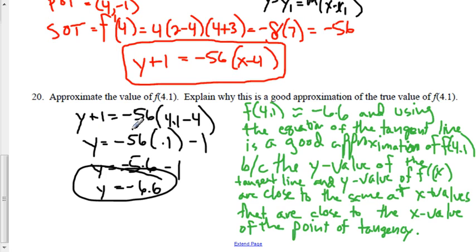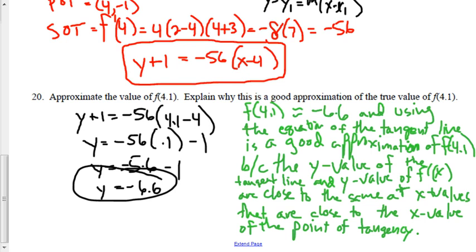Okay, so they told us to approximate. We did that, and it says explain why this is a good approximation. So, hey, we say the value of the original function at 4.1 is approximately equal to -6.6. So, using the equation of the tangent line is a good approximation of f of 4.1 because the y value of the tangent line and the y value of f of x are close to the same. They're very close to the same at x values that are close to the x value of the point of tangency.